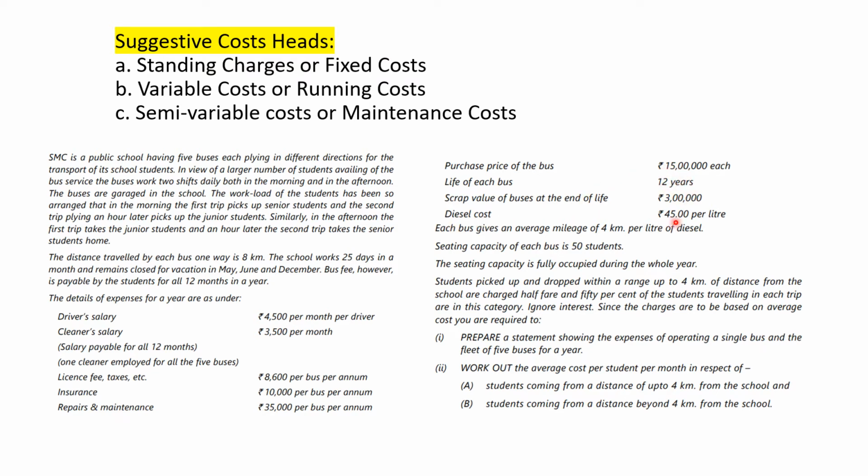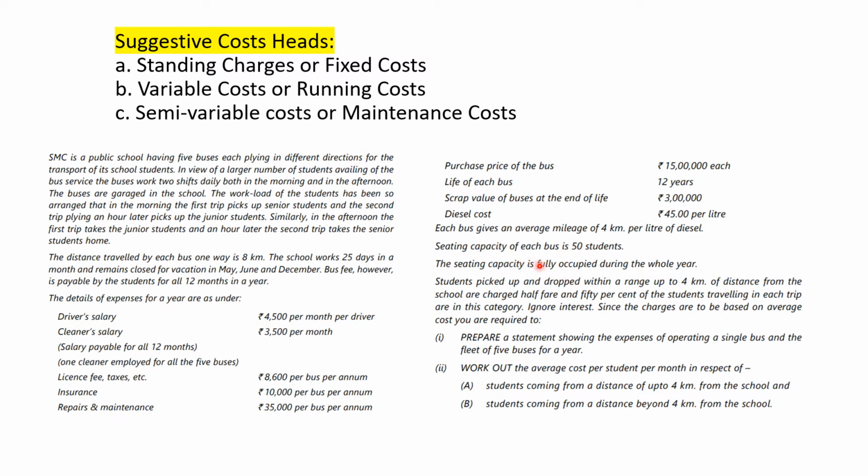Diesel cost, it is purely variable in nature, that we have to keep in mind. 45 rupees per liter. Each bus gives an average mileage of 4 km per liter of diesel. So they have given the mileage also, so as to calculate what the diesel cost will be. This is purely variable in nature. Seating capacity of each bus is given, 50 students. The seating capacity is fully occupied during the whole year. This is very important. The reason being, the cost depends on the seating capacity occupancy. If it is not fully occupied, then the cost per student per kilometer will increase. If seating capacity is fully occupied, it will reduce.